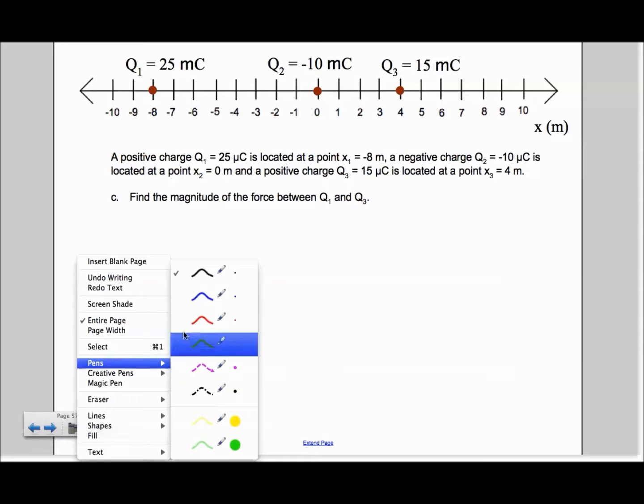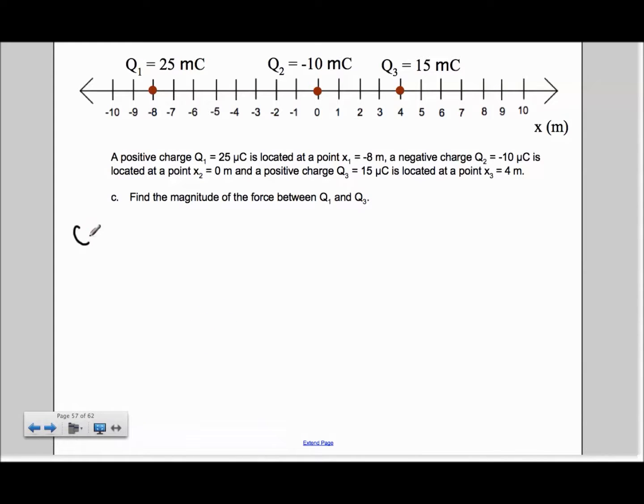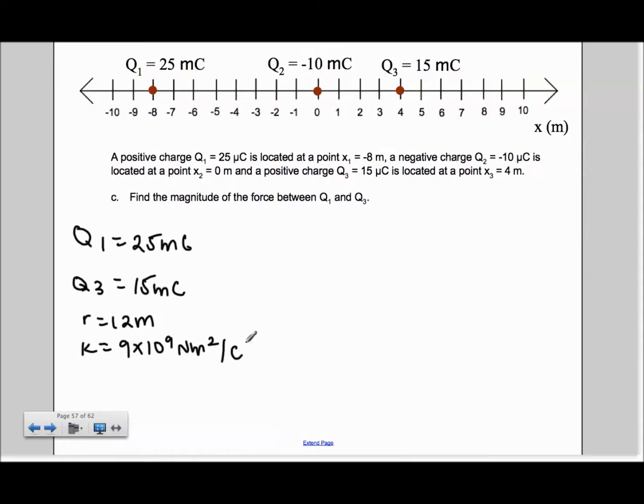Now, let's start this problem as we did before for the other ones. So Q1 is equal to 25 millicoulombs, Q3 is equal to 15 millicoulombs. R, the distance between the two, is equal to 12 meters since Q1 is at negative 8 and Q3 is at 4. And K, as we already know, is 9 times 10 to the 9 newton meters squared over coulomb squared. So the force between the two charges is what we are looking for.